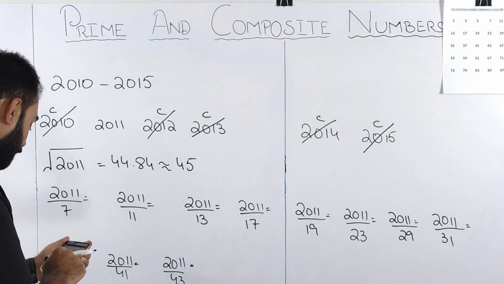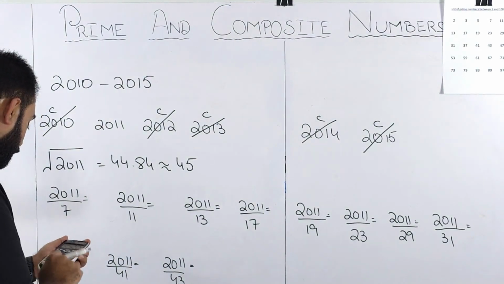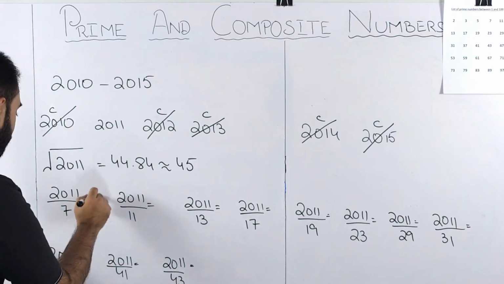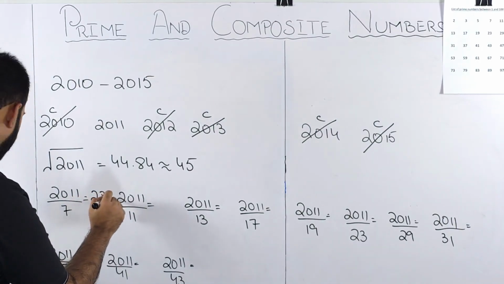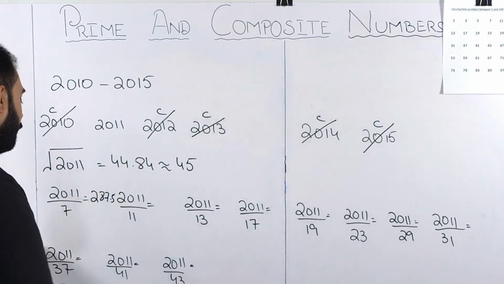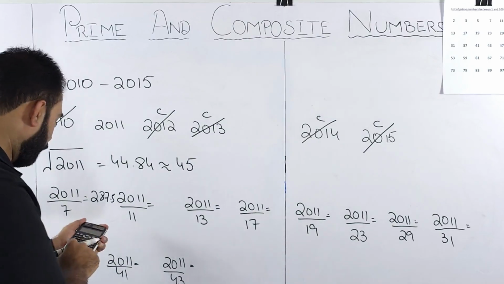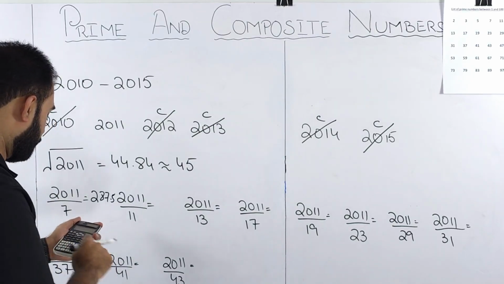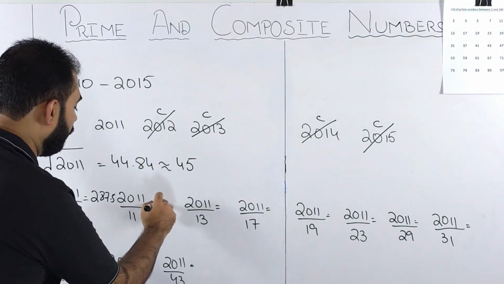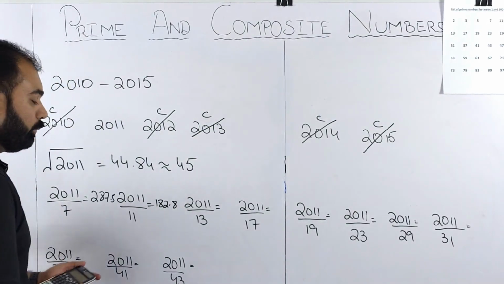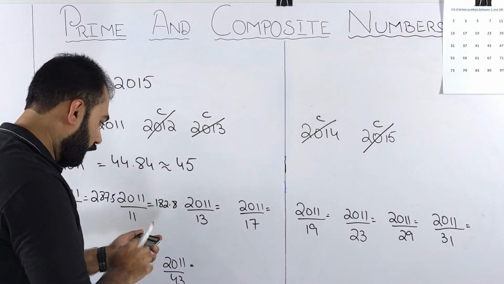2011 divided by 7 gives us 287.5, which means 7 से divide नहीं हो रहा completely. 2011 divided by 11 gives us 182.8. Again, not a whole number, तो ये भी fail हो गया.